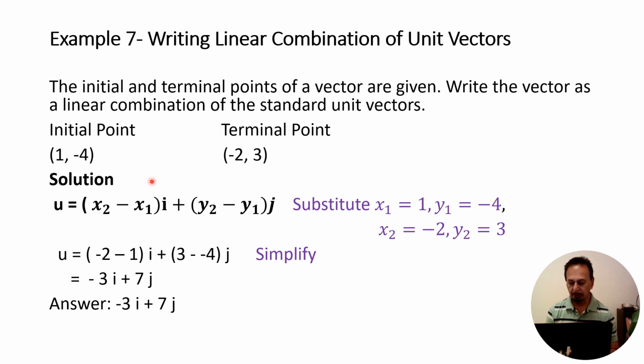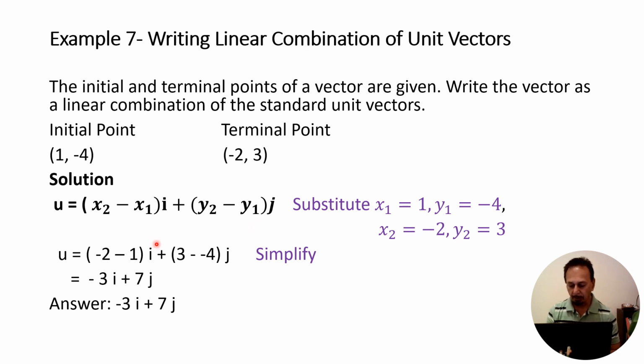As an example 7, the initial and terminal points are given. I'm going to write the vector in linear combination form of the standard unit vectors. So let's call this vector u. We subtract: the formula is you subtract the coordinates of the initial point from the coordinates of the terminal point, so u equals x2 minus x1 multiplied by i, plus y2 minus y1 multiplied by j.